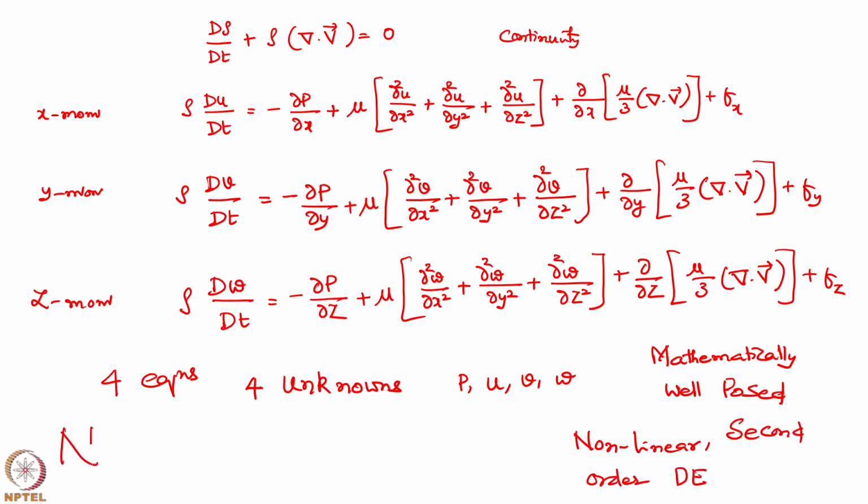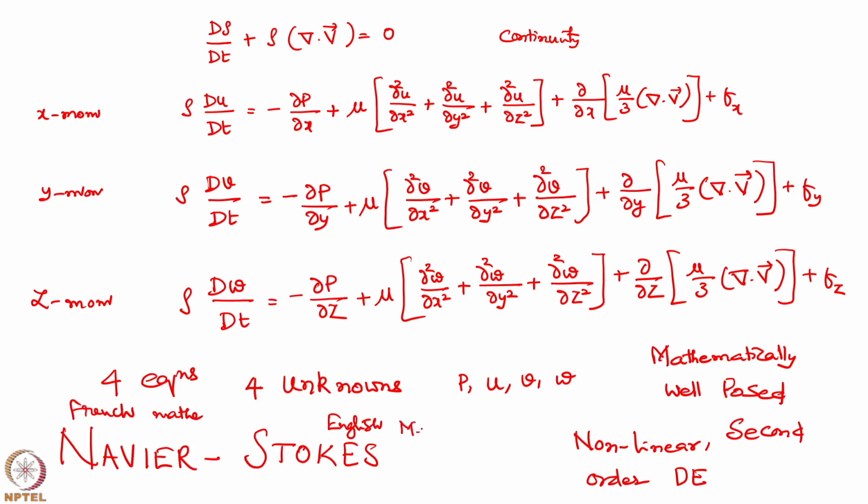And this was first derived by Navier and Stokes parallelly. Navier and Stokes parallelly derived these equations. So, that is why this is called the Navier-Stokes equation. Navier is a French mathematician and Stokes is from England, an English mechanician, that is a fluid mechanician. Okay, they independently derived them.